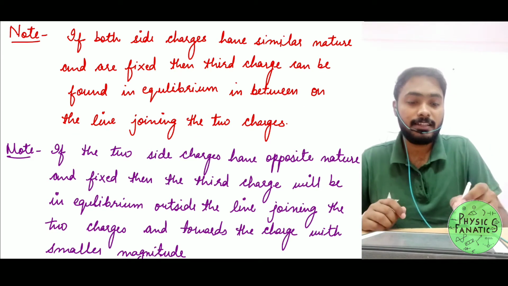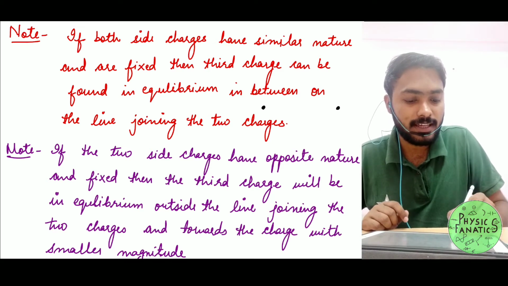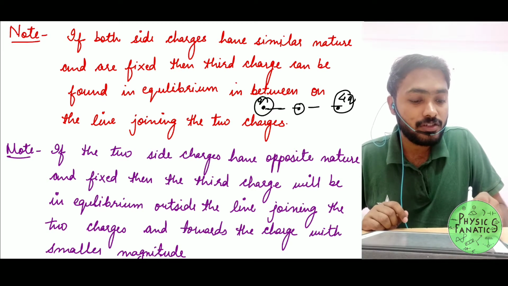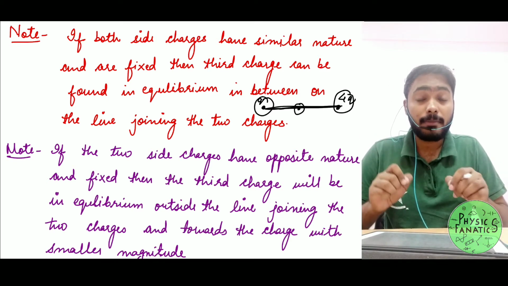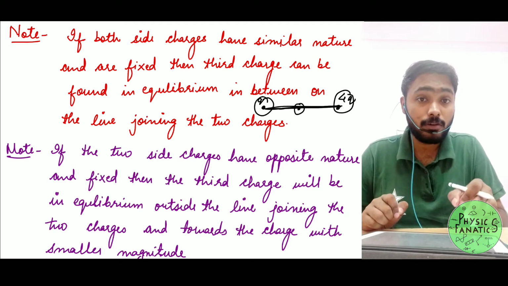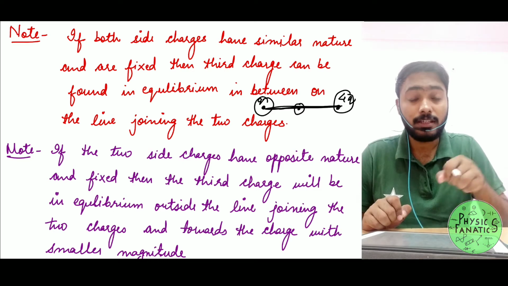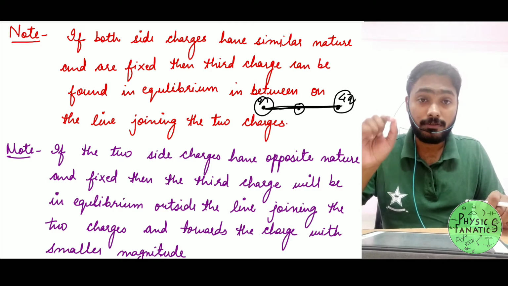Let's say this was my first charge, q, and this was my second charge, 4q. I can put my third charge in between these two charges, on the line joining both the charges. That's where I can find my equilibrium position. Somewhere here, I'm not sure about the exact position, but it will be in between, on the line joining both the charges. I hope that is according to our first note.